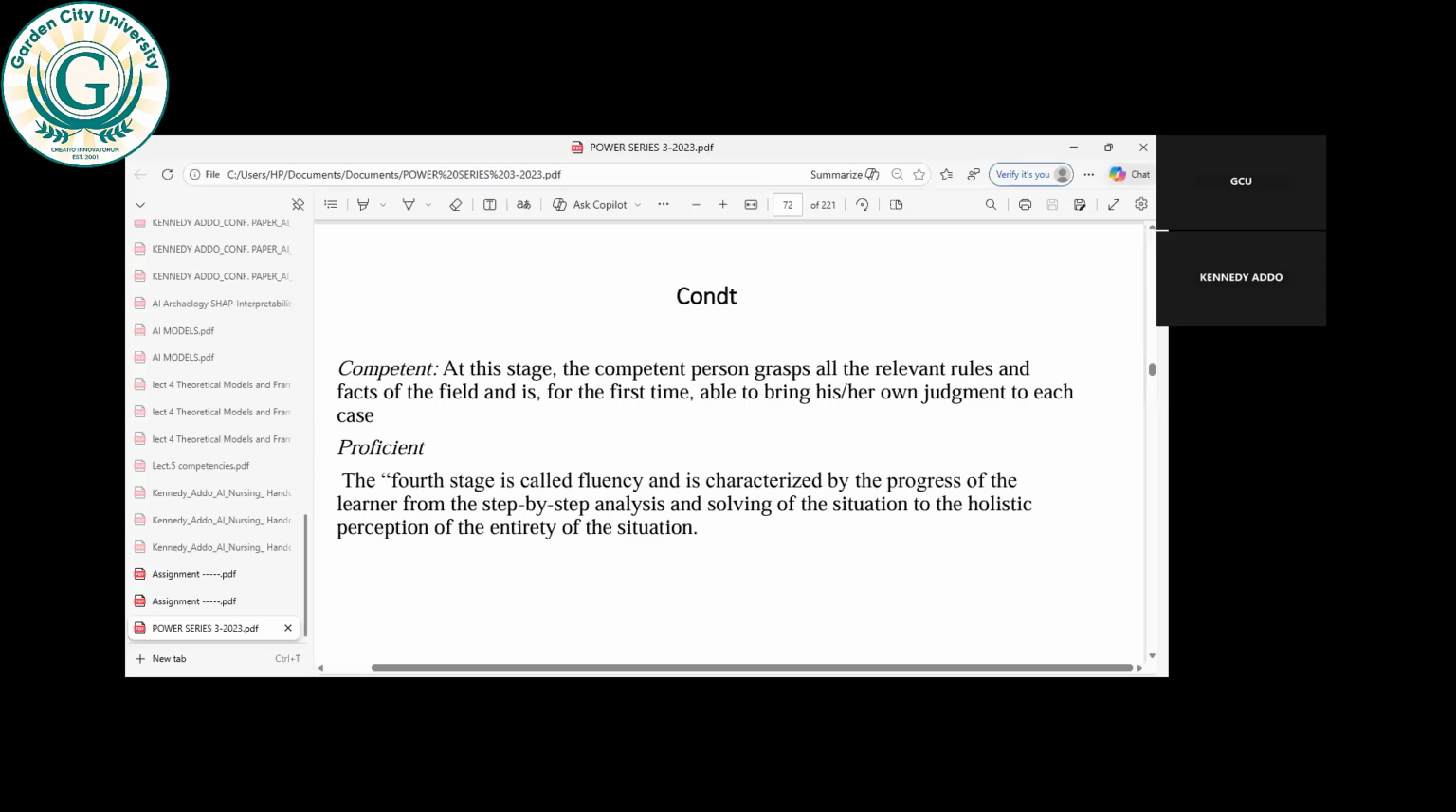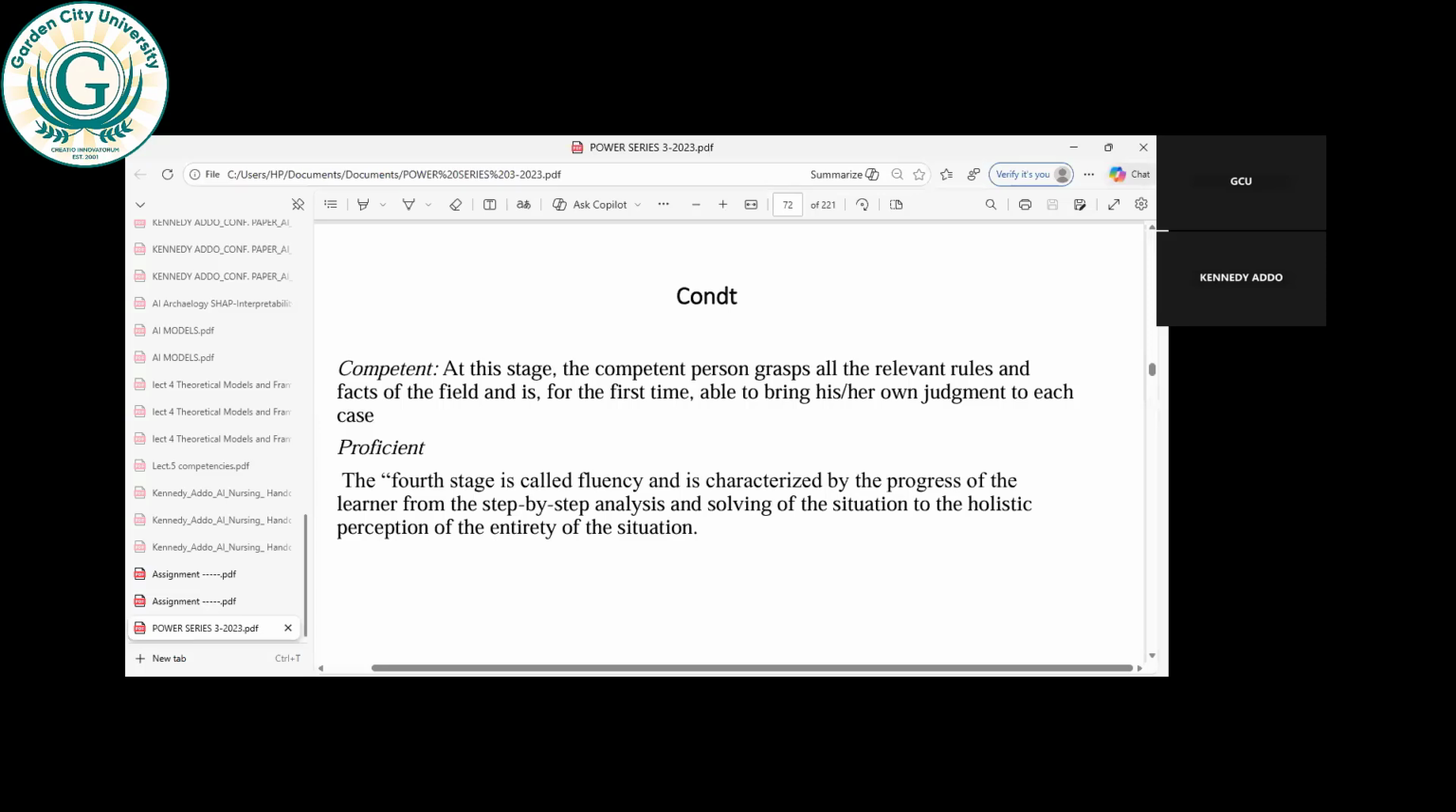Then the fourth stage is the stage of fluency. Which of the following levels of skills acquisition is denoted by fluency and characterized by the process of the learner in analysis and solving of the situation to the holistic perception of the entirety of the situation? What I mean here is, which of the stages of skills acquisition is described as the stage of fluency? So you should be able to align your option to proficient. And who is a proficient user of an information system, right?